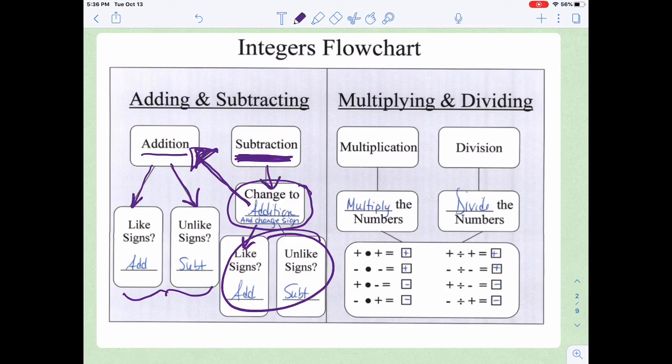Okay, for multiplication and division, I multiply the numbers for multiplication, and then I look to see what sign it's going to be. Positive and positive is positive. Negative and negative is positive. Negative and positive is negative, and positive and negative is negative. Okay, that's harder to say than to do. For division, I divide the numbers, and then I do the same rules. The only thing that's different is the division sign or the multiplication sign.